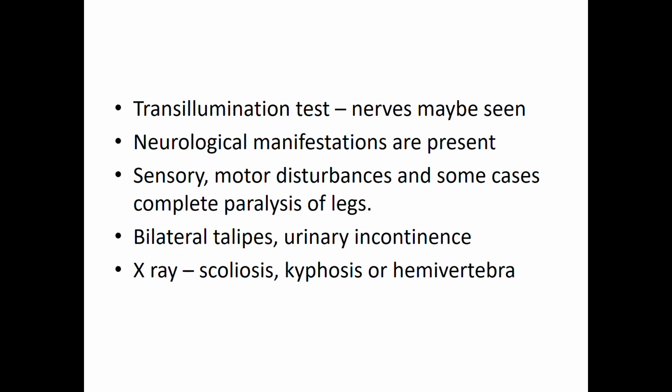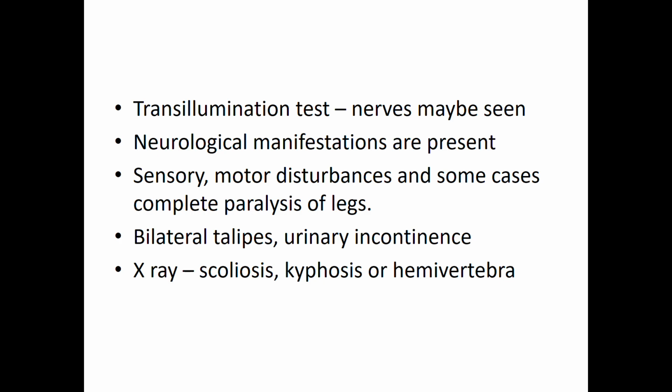And if you see the X-ray, there may be some other problems as well. There may be scoliosis, kyphosis, and hemivertebra. So this is very important. Just remember that this has neurological manifestations, and in this, the meninges, spinal cord, and CSF everything protrudes outside, whereas in the meningocele, it's only the meninges with the CSF.